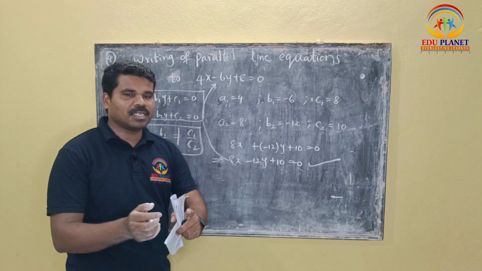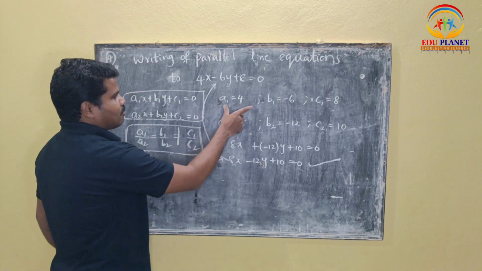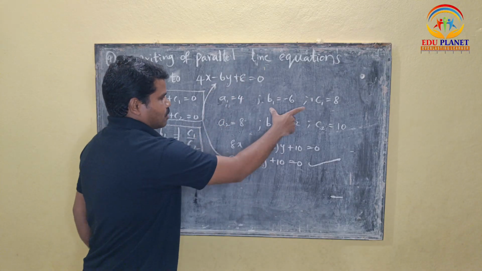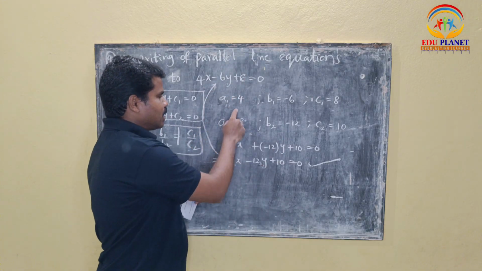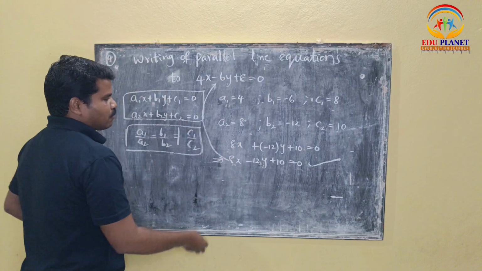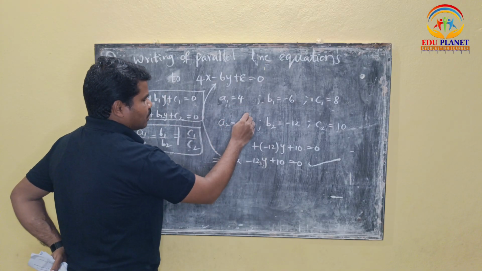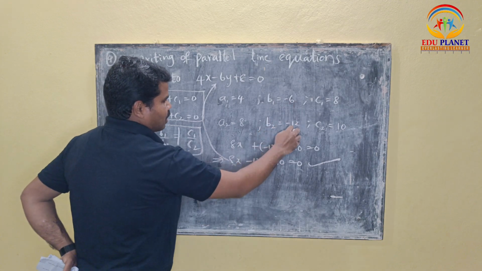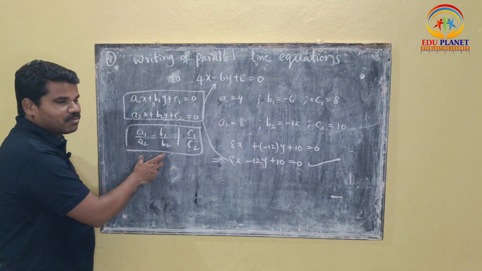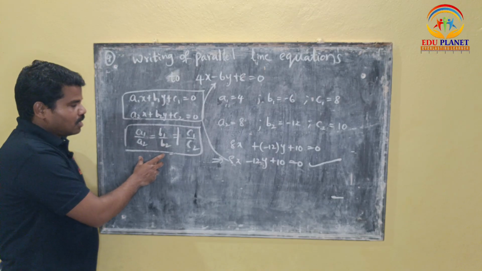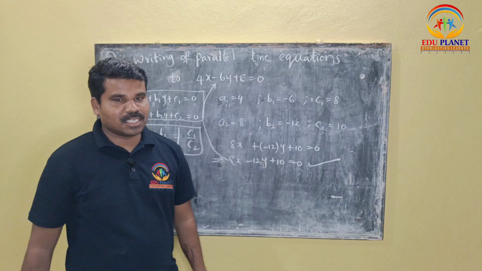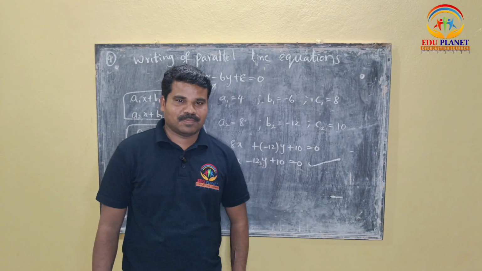So the concept is very easy. First of all, I extracted the values of a1, b1, c1. I wrote the doublings for a1 and b1, because if I cancel them, 4 by 8 will be 1 by 2 and minus 6 by minus 12 again 1 by 2. It means the ratio of a and the ratio of b values will be equal, and it should not be equal to the ratio of c. I have created one equation. You can create one more.